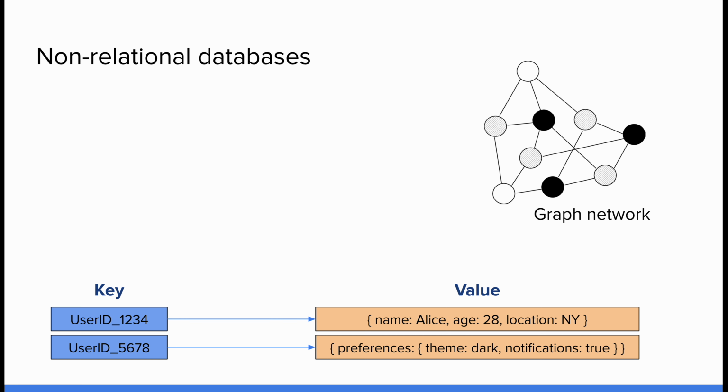So here data is represented as a collection of key value pairs. For example, the key user ID underscore 1234 maps to a value that contains user details like name, age, location, and then another key, user ID underscore 5678, maps to a completely different value, preferences, which itself has a dictionary-like object within it with its own fields. So notice how the data under each key is completely different in structure. Some keys have detailed personal information, others only have user preferences.